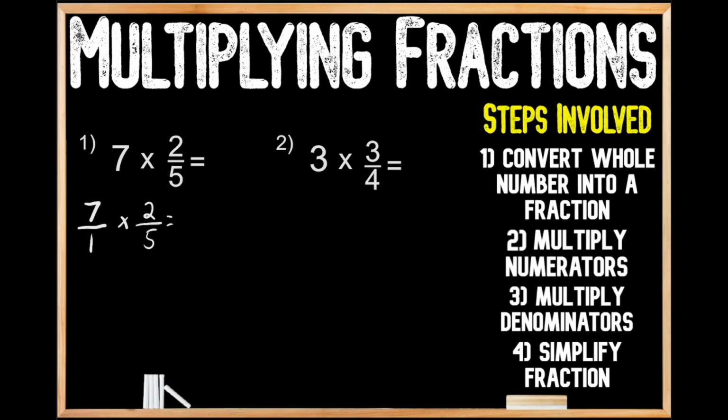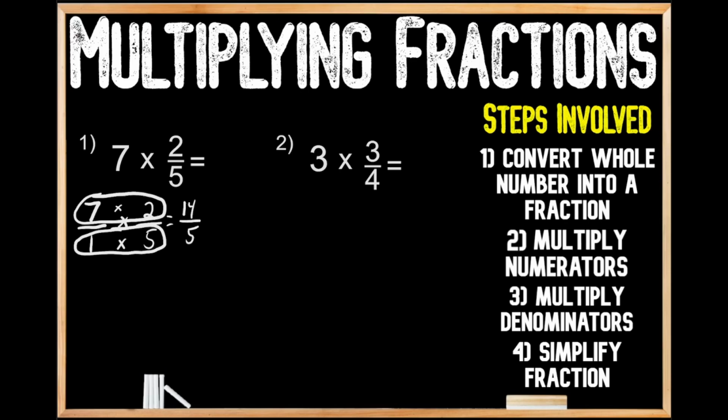Now we can move on to step number 2, which is to multiply our numerators, or we're going to multiply our numbers on the top of the fractions. And when we multiply 7 times 2, we get 14. Now we can move on to step number 3, which is to multiply our denominators, or we're going to multiply the bottom numbers in these fractions. And when we multiply 1 times 5, we get 5, for 14 fifths.